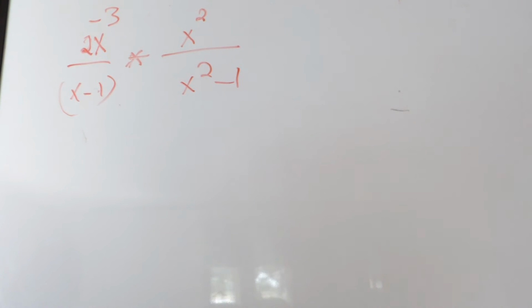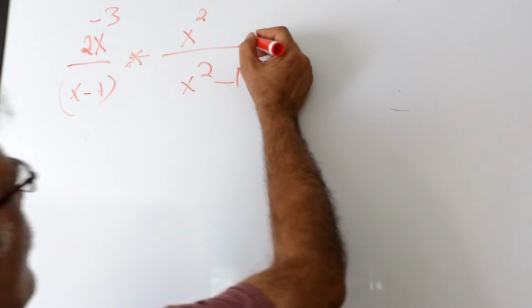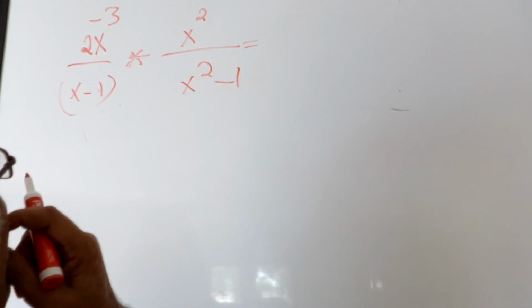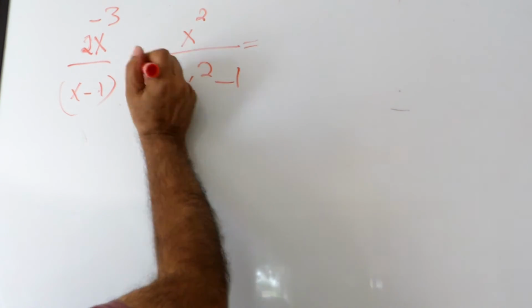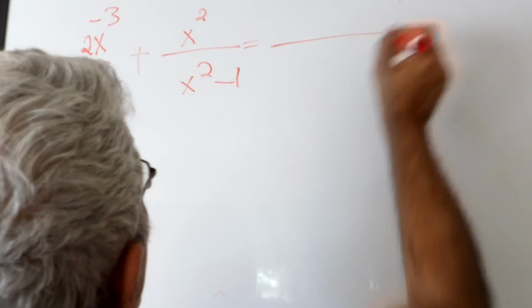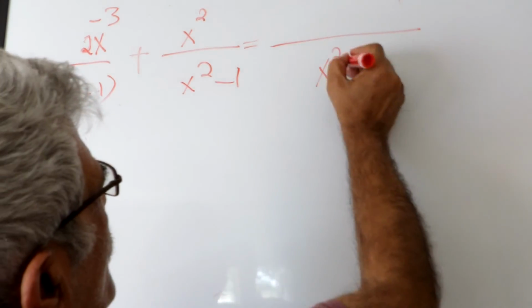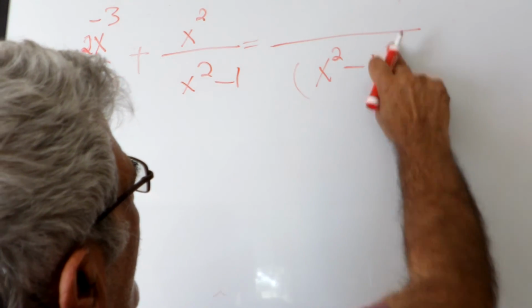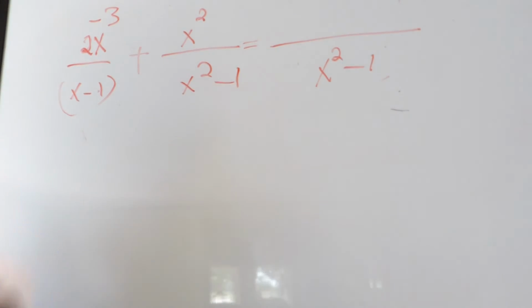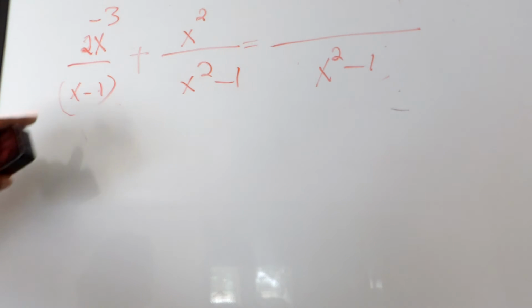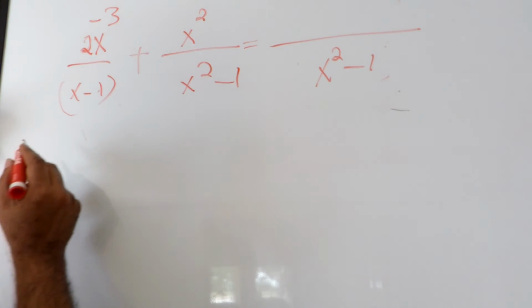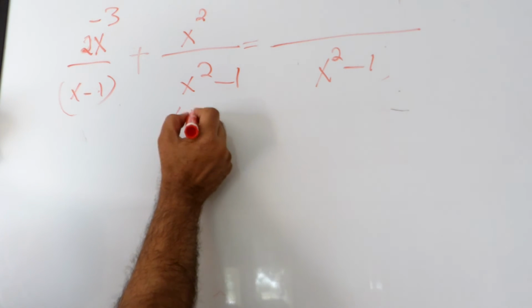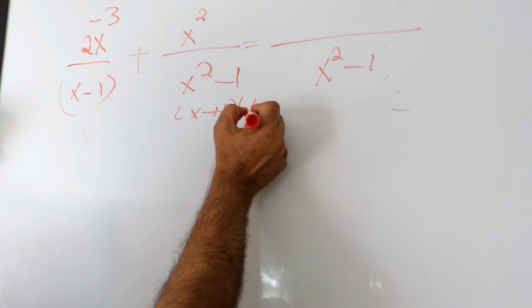We want to get to this first to see. So let's start from addition. The common denominator is x squared minus 1. And what we did, we multiplied this one by x plus 1, this is x plus 1 times x minus 1.